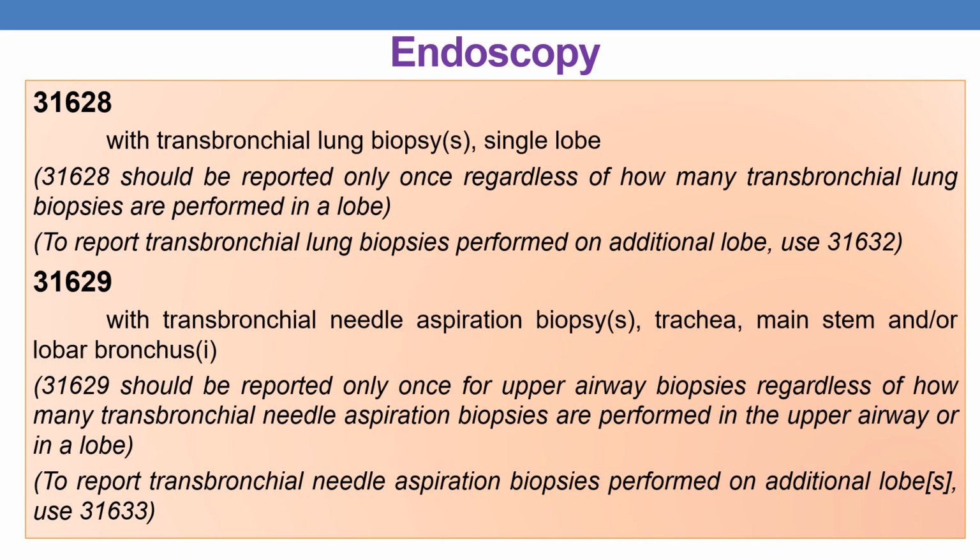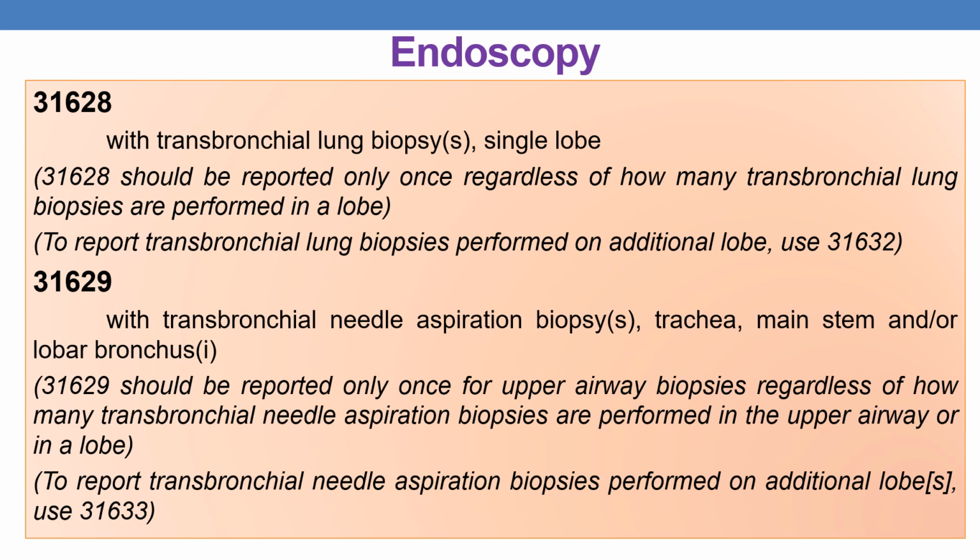The next CPT is 31628. It deals with bronchoscopy, rigid or flexible, including fluoroscopic guidance with transbronchial lung biopsy, single lobe. And 31628 should be reported only once. This is an important point. 31628 should be reported only once, regardless of how many transbronchial lung biopsies are performed in a single lobe. It must be reported only once per lobe. And to report transbronchial lung biopsy performed on additional lobe, use 31632.